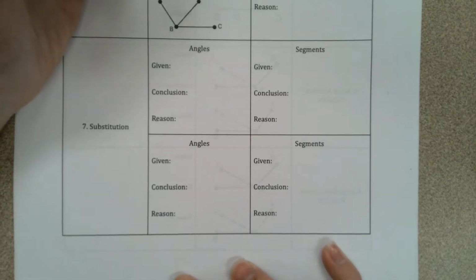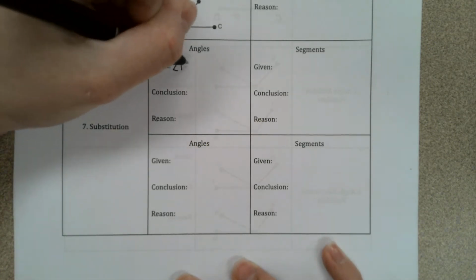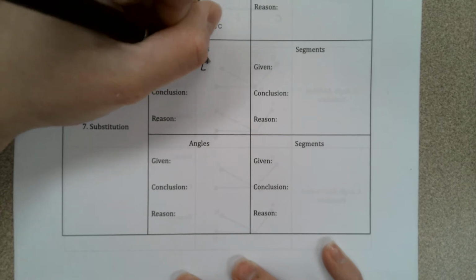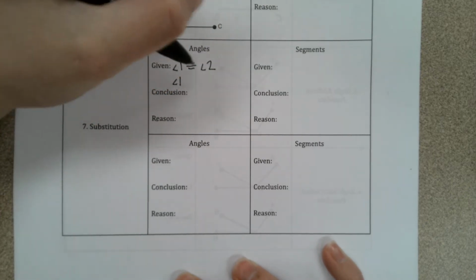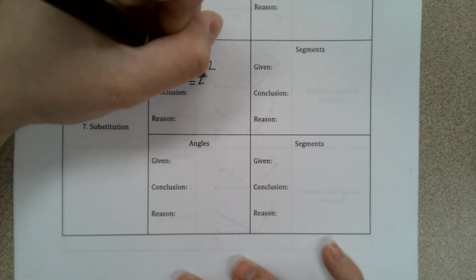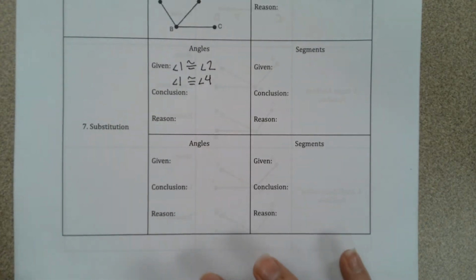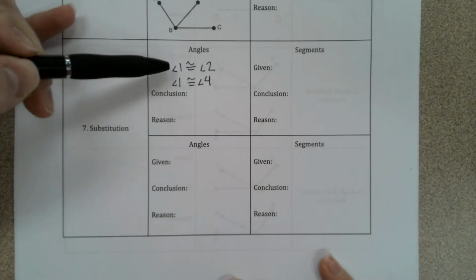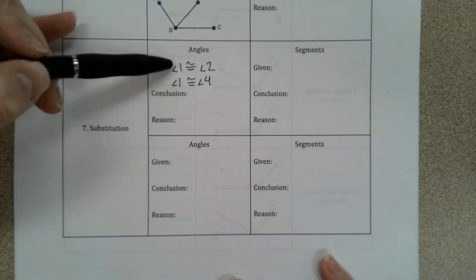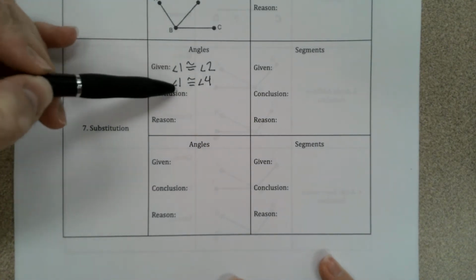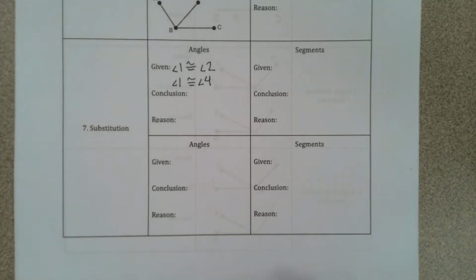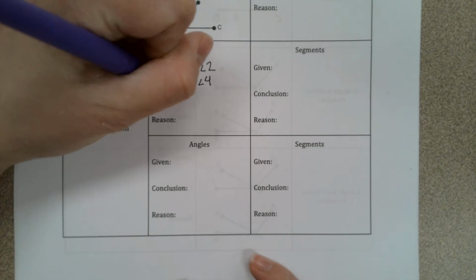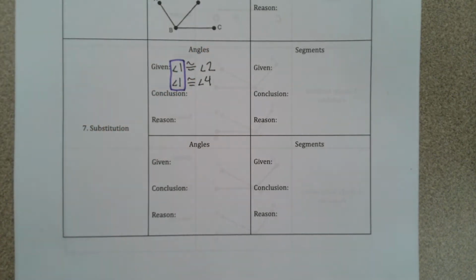So let's say we're given that angle 1 is congruent to angle 2. And then let's say that angle 1 is also congruent to angle 4. What you're looking for in an example like this that tells you it's substitution is a repeated angle in each line. And we can see that repeat, angle 1 twice. So, since we see 2 angle 1s, that means we have a substitution problem.